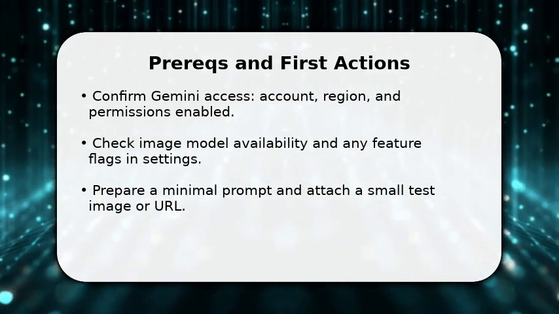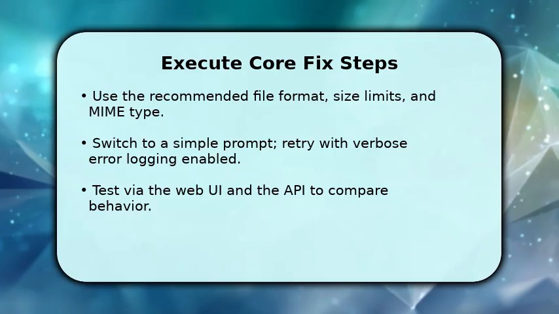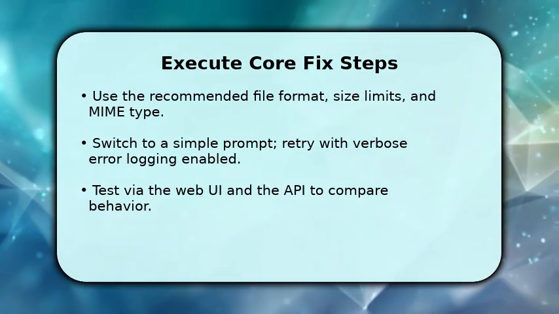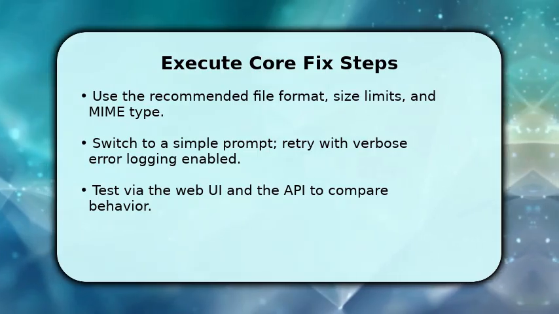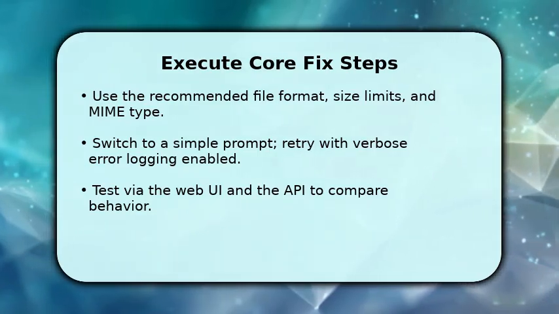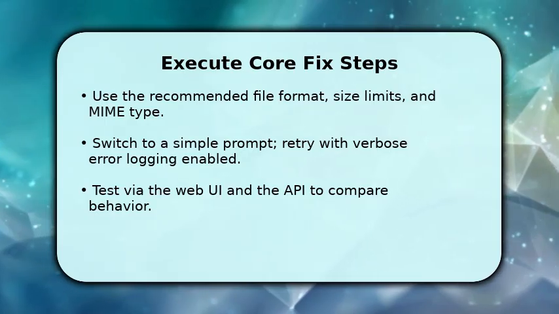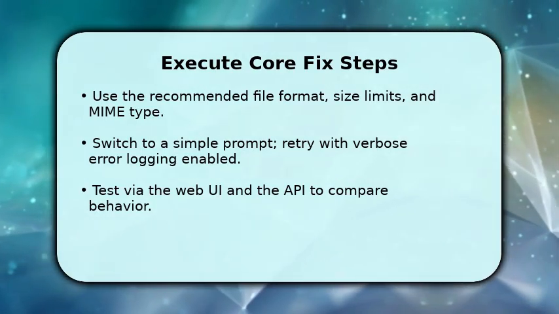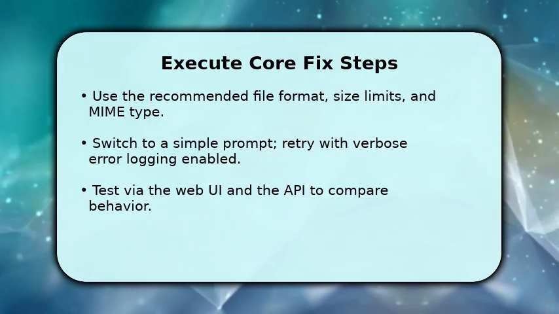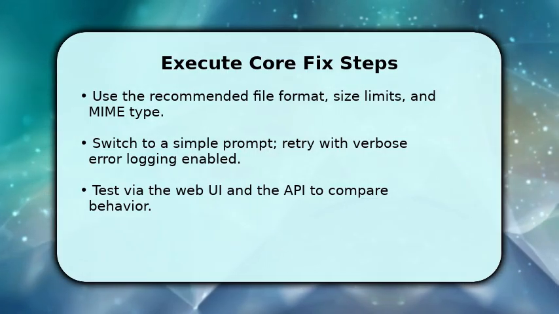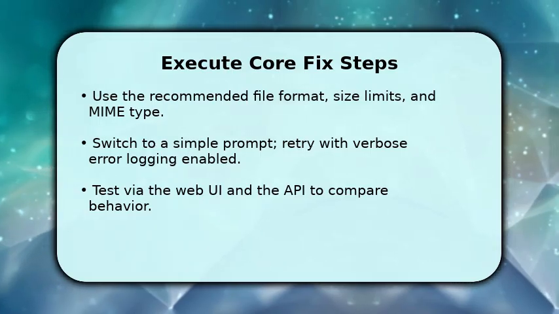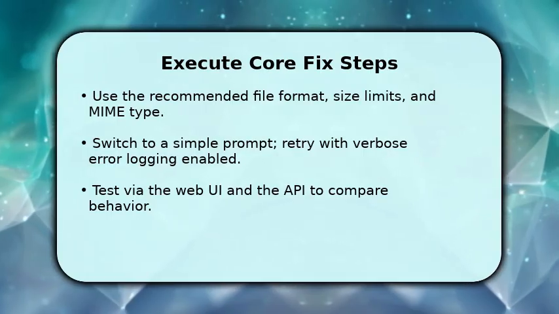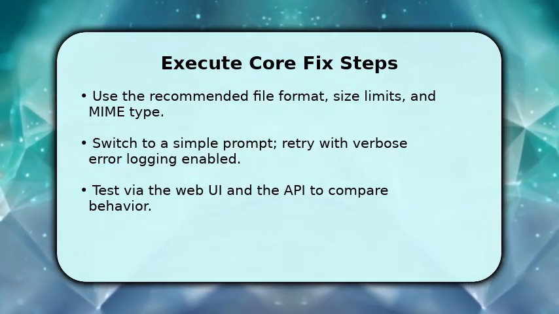Now you run the core diagnostics, reformat the image to the recommended file type, and keep within size and resolution limits so the model can process it. Then switch to a simple, direct prompt that removes creative ambiguity. Make sure you enable verbose error logging or inspect API response fields. Once that's set, retry both the web interface and an API call. Comparing results shows whether the problem is client-side, network-related, or server-side, so you know what to fix next.